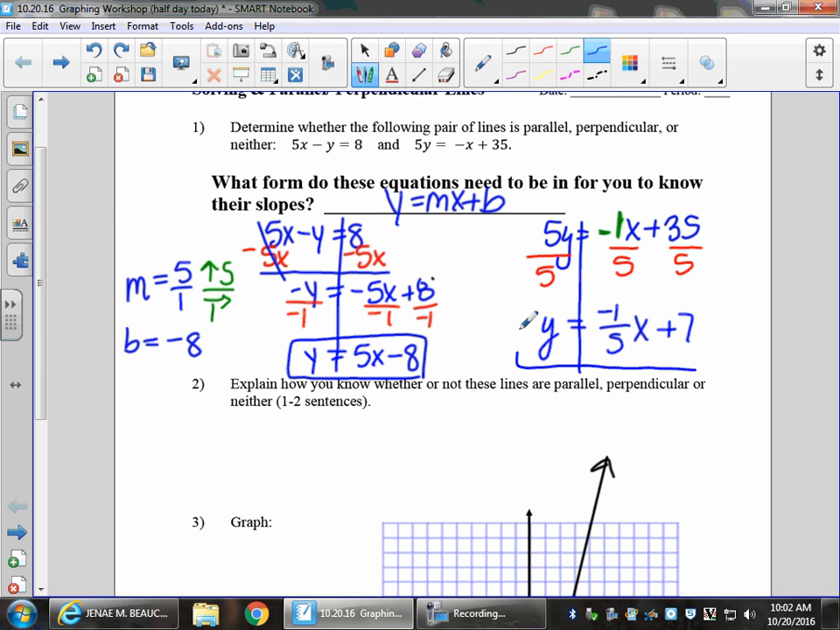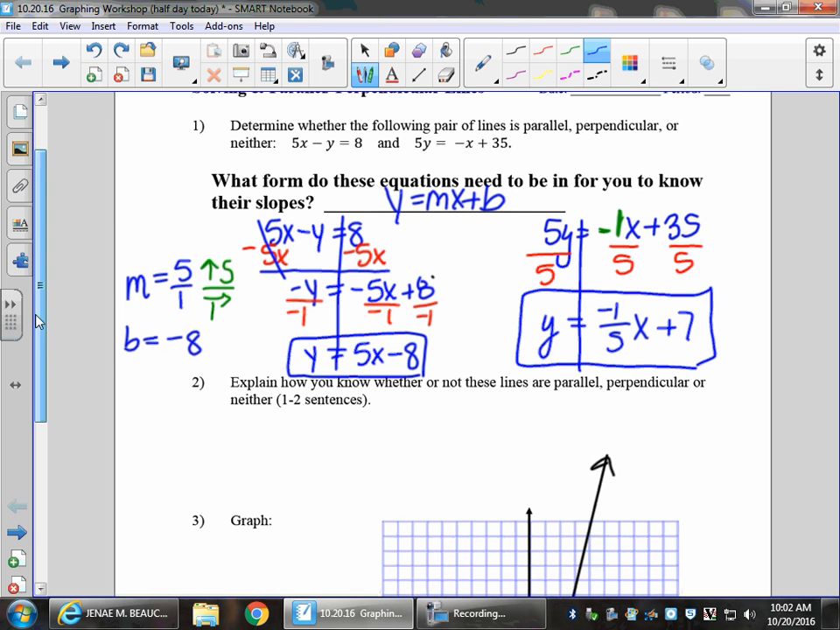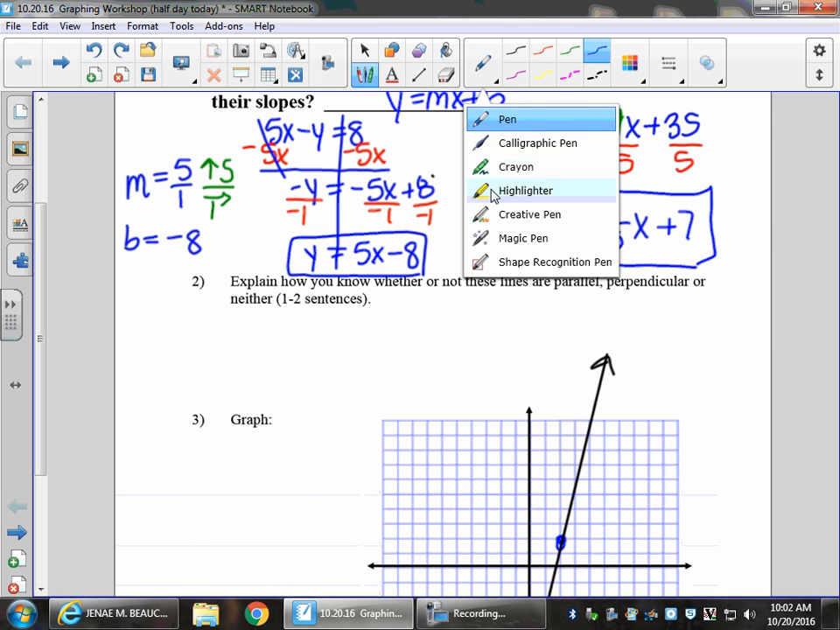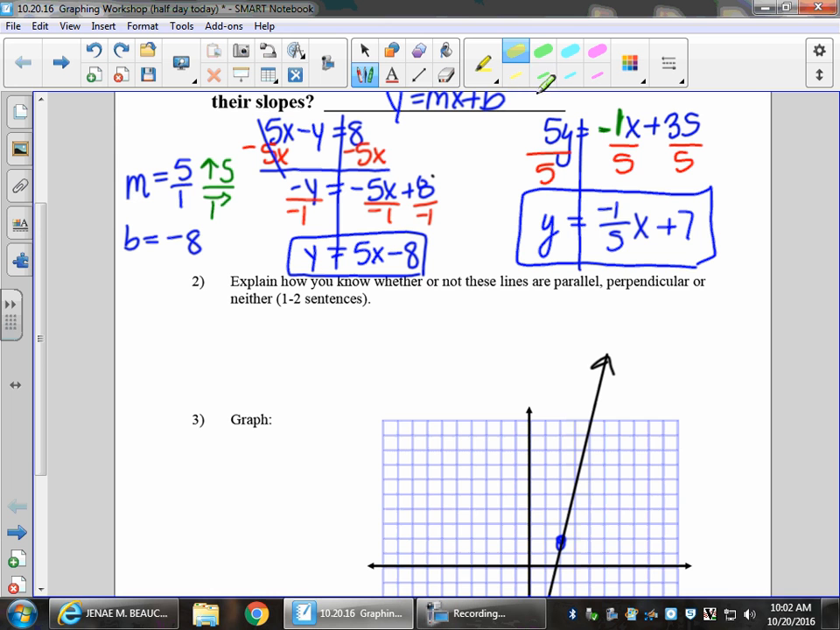Just looking at these equations, can we say, are they parallel, perpendicular, or neither? Because that's number 2. What are our thoughts? Neither? Parallel? Well, let's talk parallel. For them to be parallel, what would have to be the case? Literally the exact same. Are these the exact same? No. So could they be perpendicular?